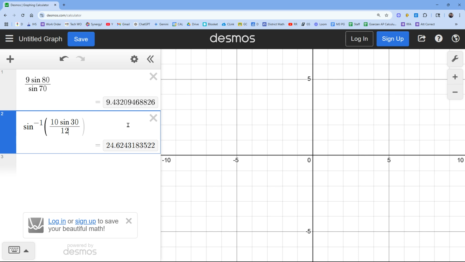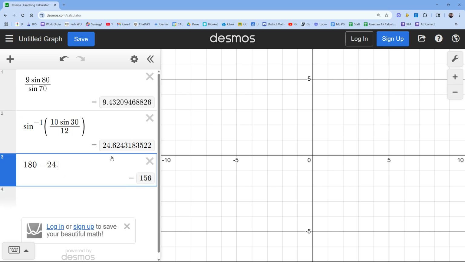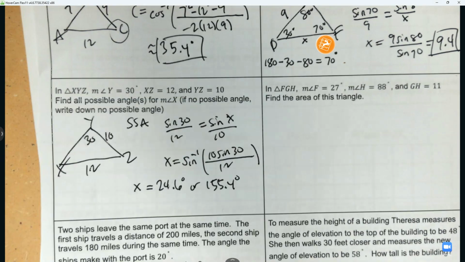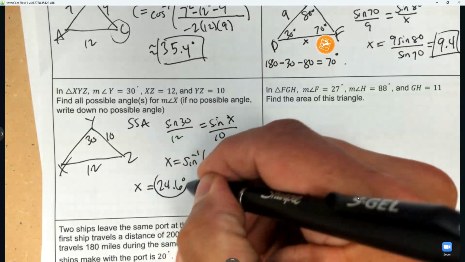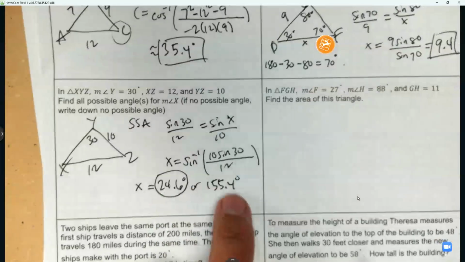Now, there are two possible answers we have to look at. So one answer could be 24.6. But then I'm going to take and subtract 180 from it. So I'm going to go 180 take away 24.6. And the other angle I'm looking at is 155.4. So there could be an acute angle or there could be an obtuse angle. How do I know? So first of all, I definitely know this works. The acute will work if there's one there, but this one may or may not work.